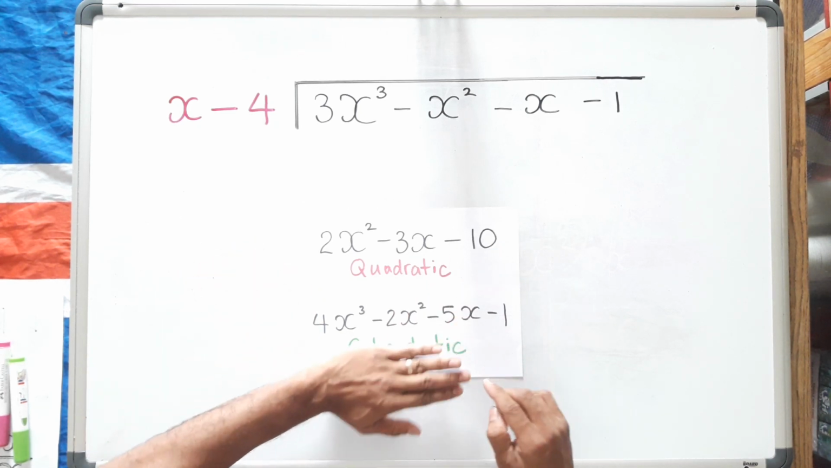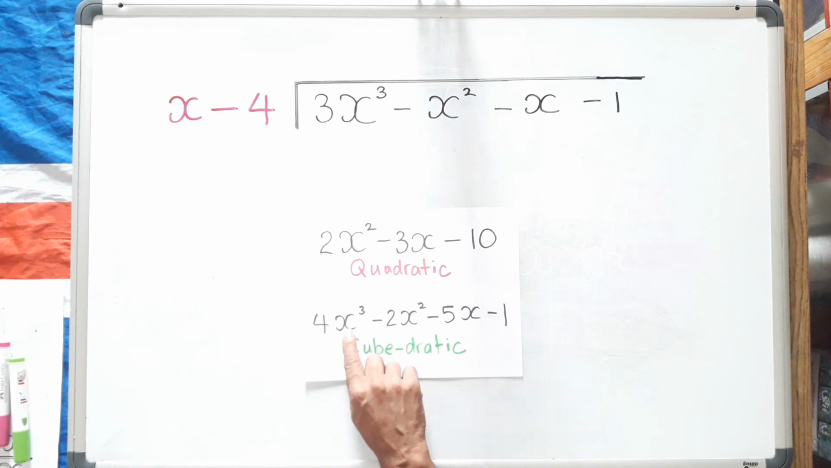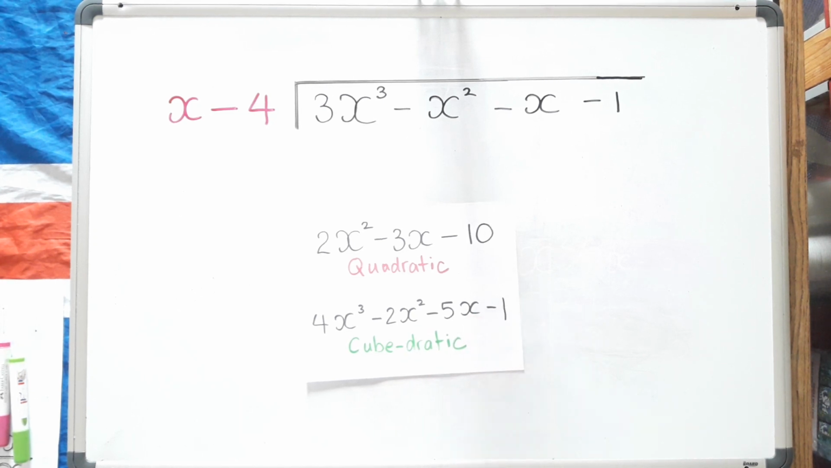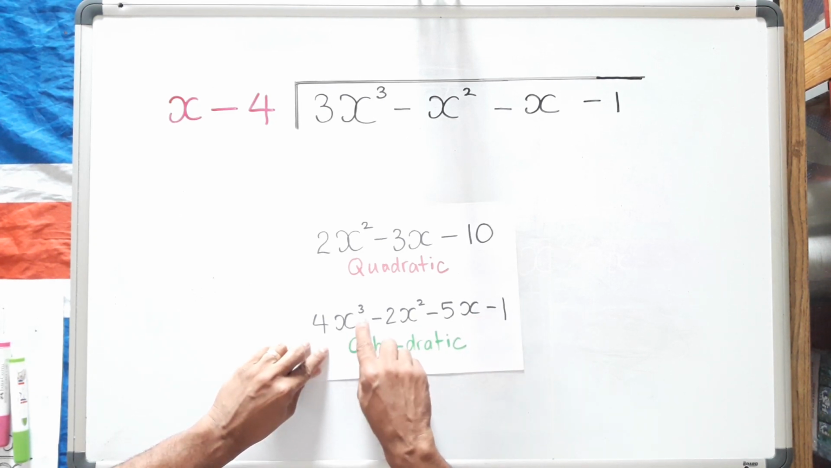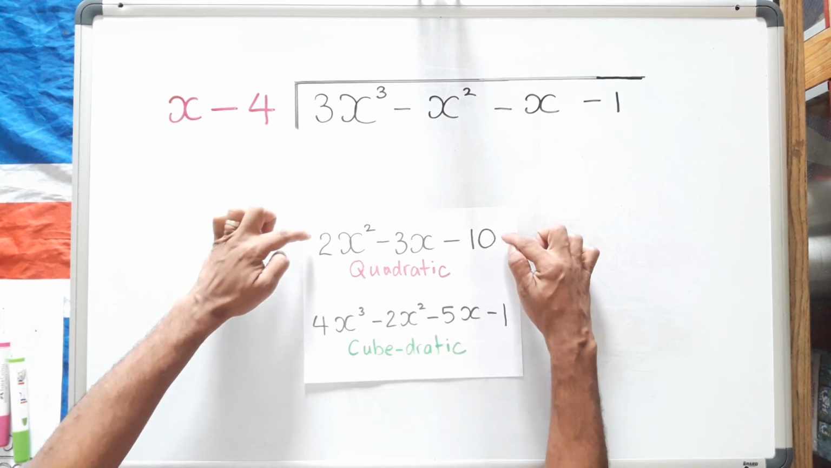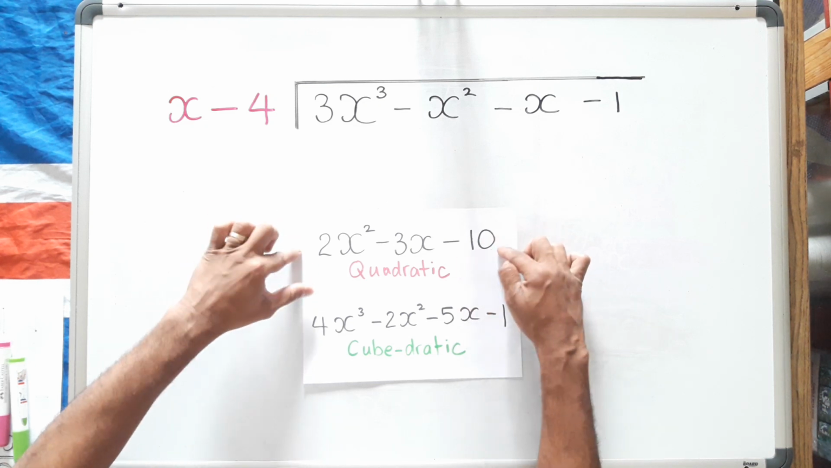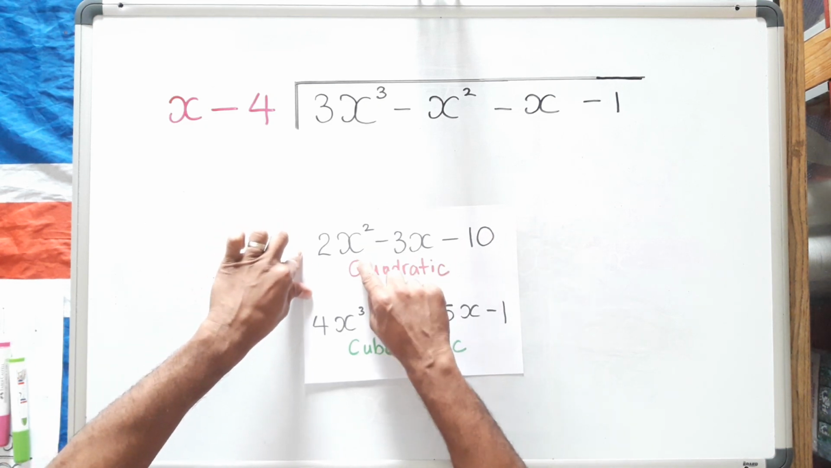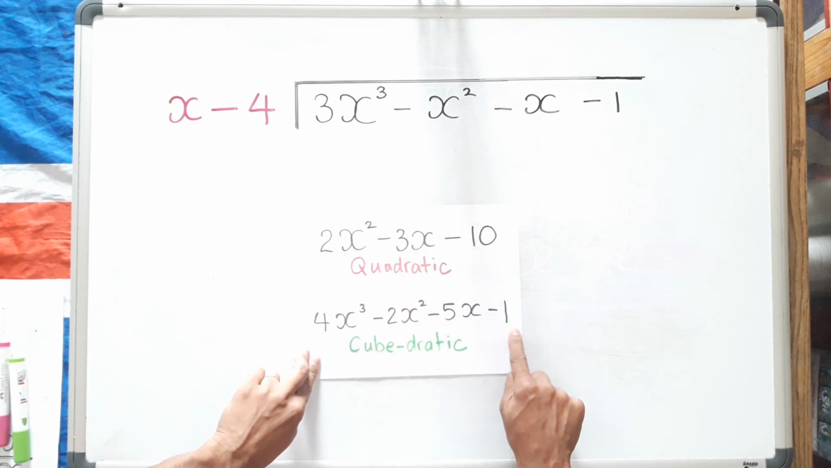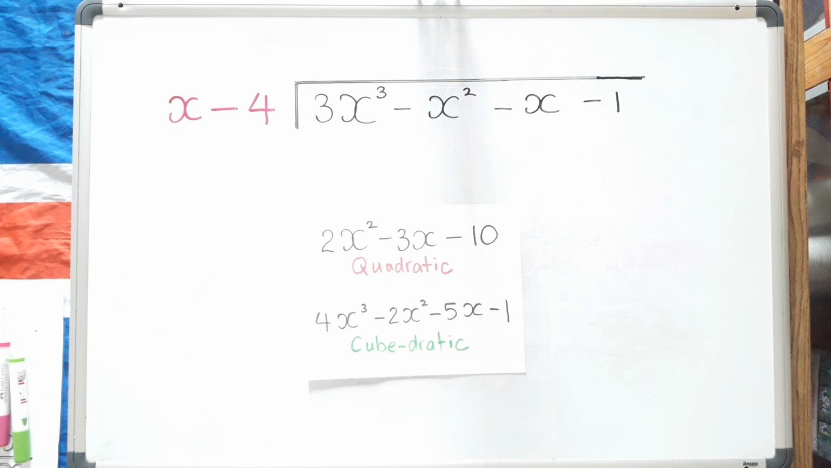Below here, I do not have a quadratic. I have an x cubed, an x squared, and an x and something without an x. Because of the x cubed, I cannot call this a quadratic. Both of these are polynomials. In the top one, the highest power in this polynomial is 2. Below, in this polynomial, the highest power is 3.